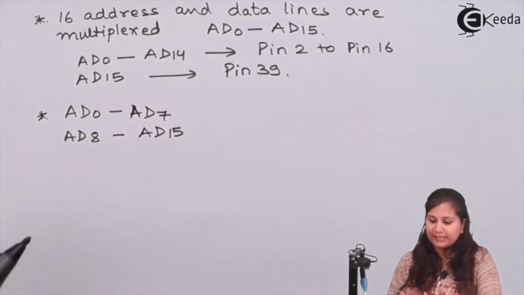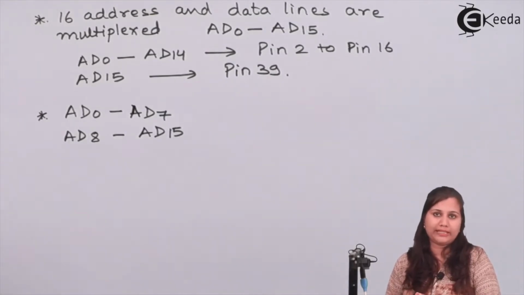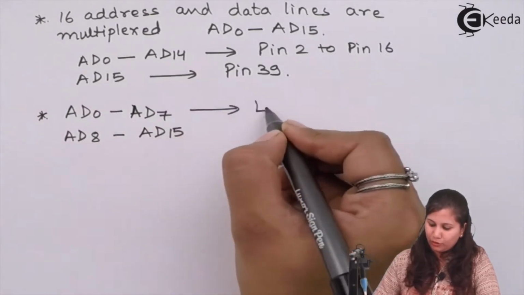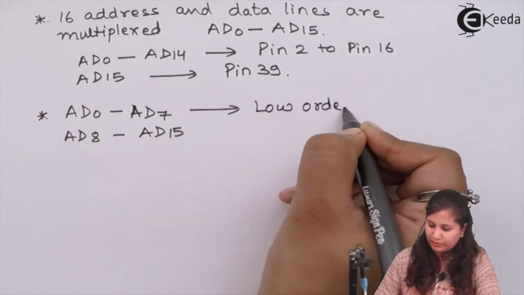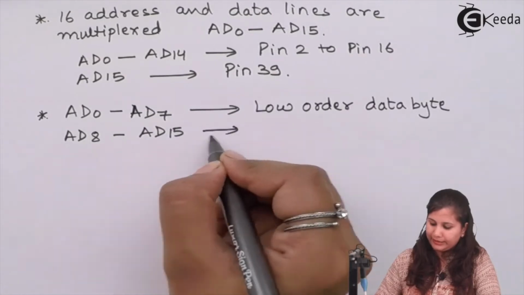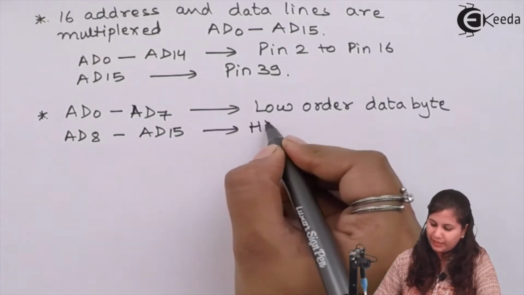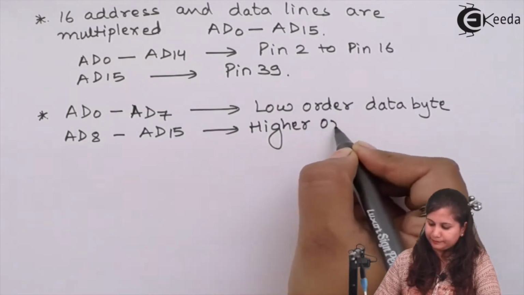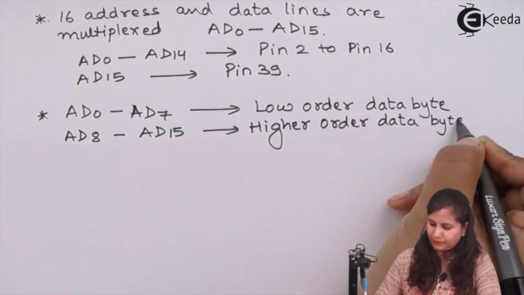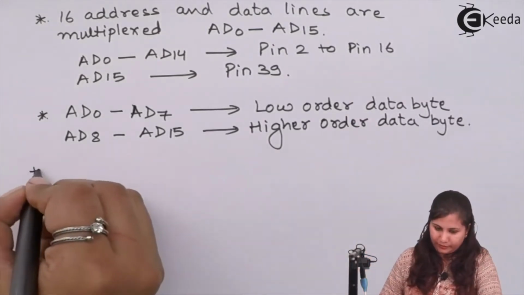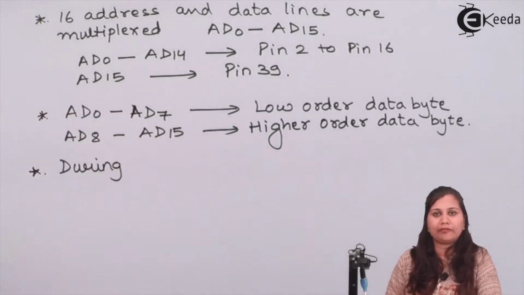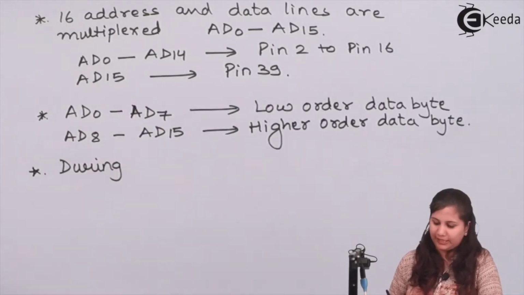So if we divide these 16 address and data lines into two 8-bit lines, then AD0 to AD7 will carry the lower order data byte, and AD8 to AD15 will carry the higher order data byte. Okay. Now during the first clock cycle, address is available on these lines, and after the first clock cycle, data is available on these lines.